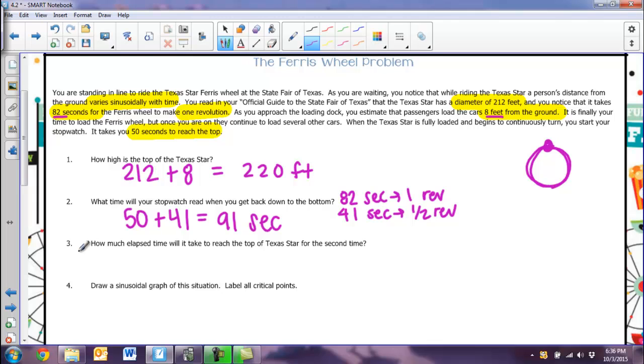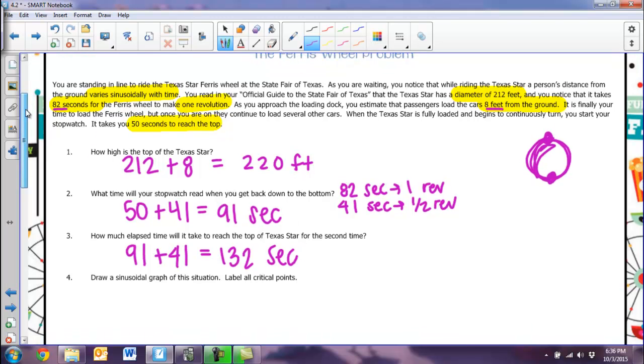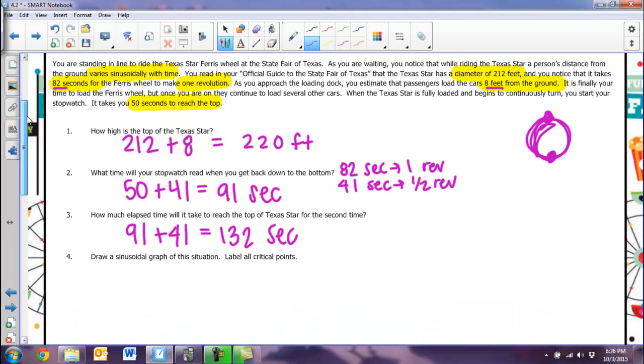Okay, how much elapsed time will it take to reach the top of the Texas Star for the second time? Well, remember, I've gone all the way around. This is me now, and that took me 91 seconds to get to that point. And then again, I'm going to go 1 more half revolution, which takes another 41 seconds. So that's going to take 132 seconds. All these things are important for us to be able to graph a whole cycle of this graph.